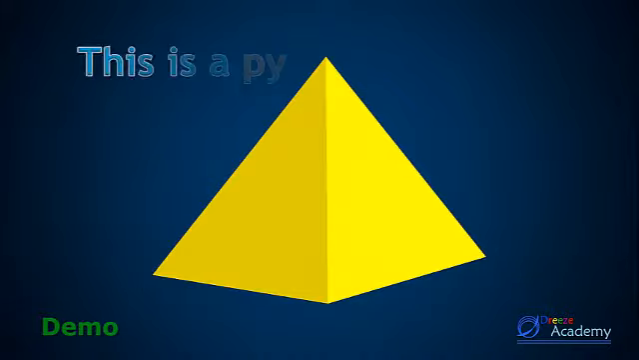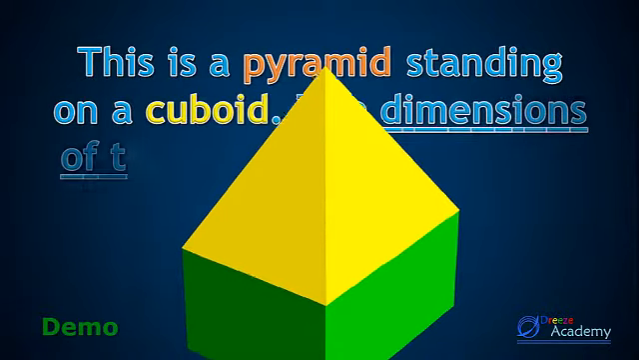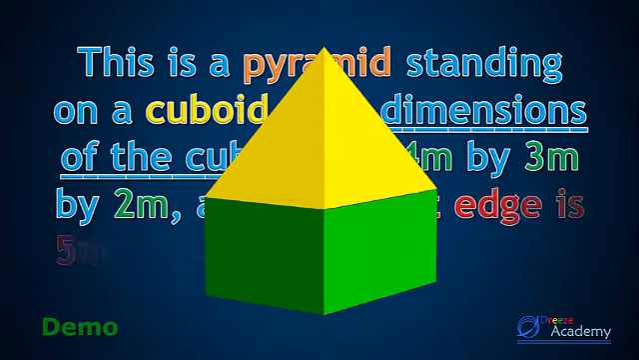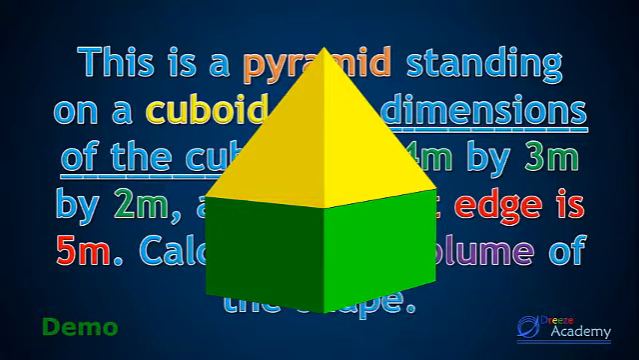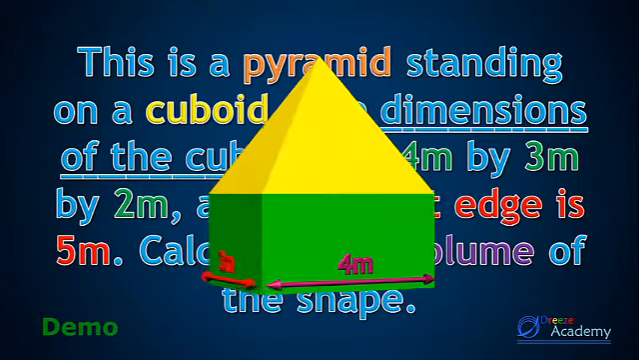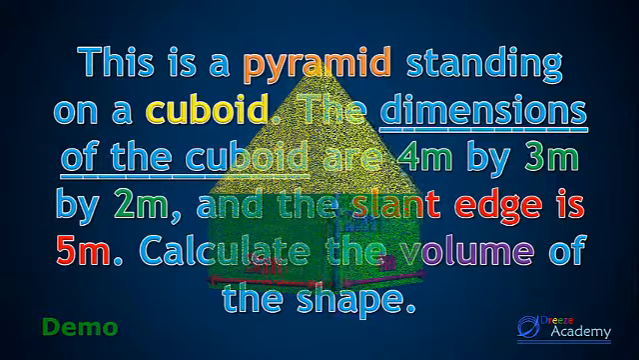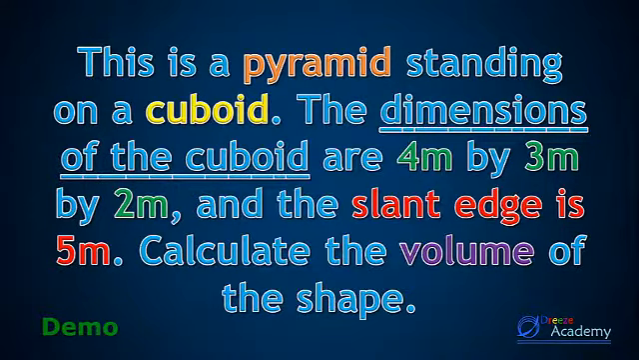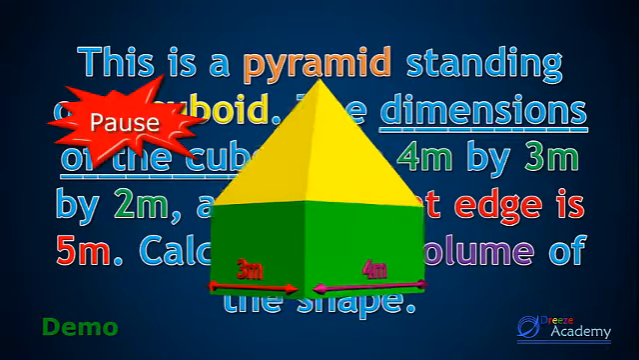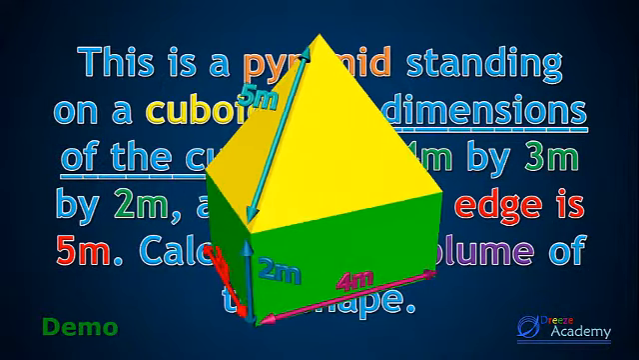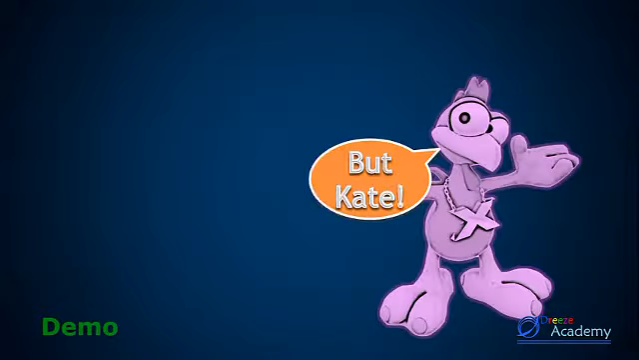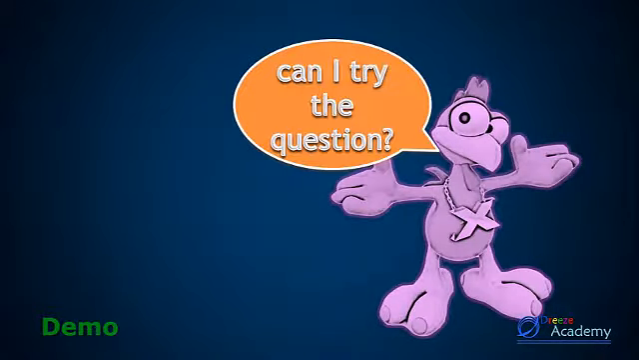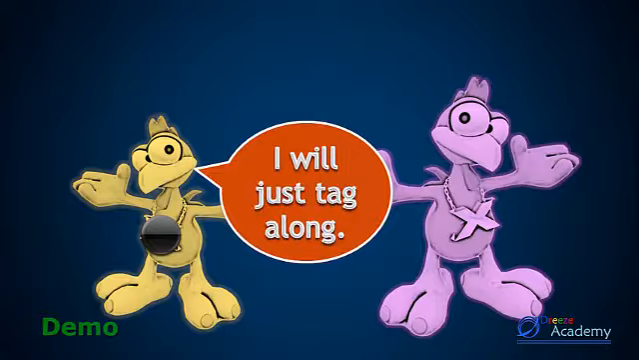Alright, the diagram as shown on your screen is a pyramid standing on a cuboid. The dimensions of the cuboid are 4 meters by 3 meters by 2 meters, and the slant edge of the pyramid is 5 meters. Calculate the volume of the shape. Now, pause this program and try the question yourself before proceeding. But Kate, can I try the question? Go ahead, I'll just tag along.